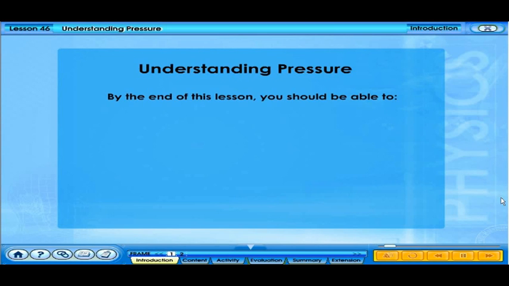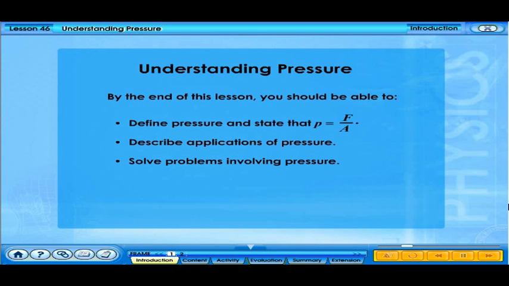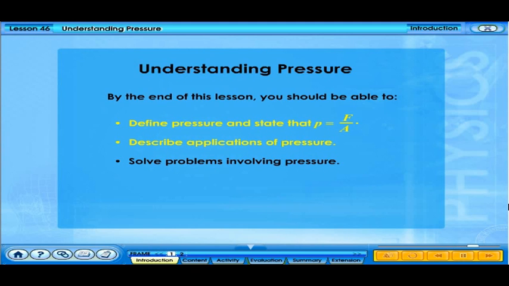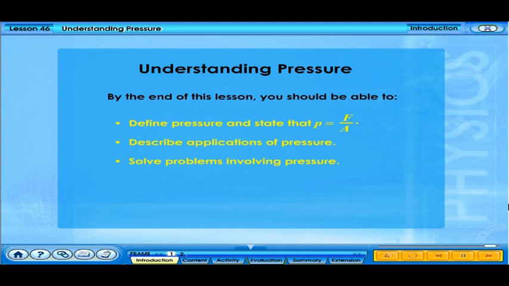By the end of this lesson, you should be able to define pressure and state that the pressure P equals force over area. Describe applications of pressure. Solve problems involving pressure.